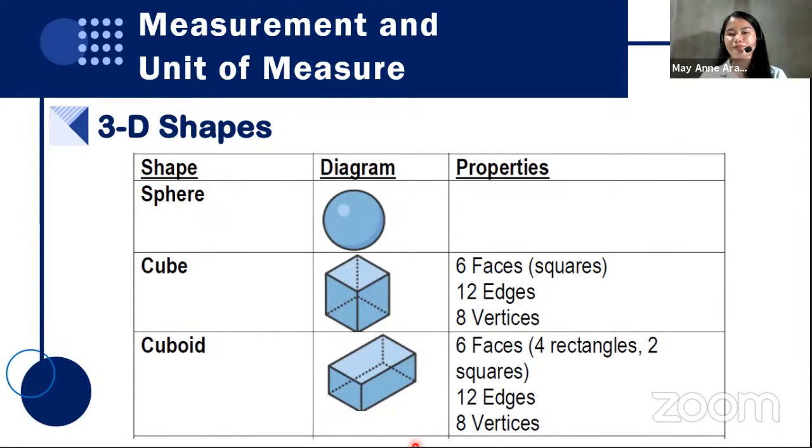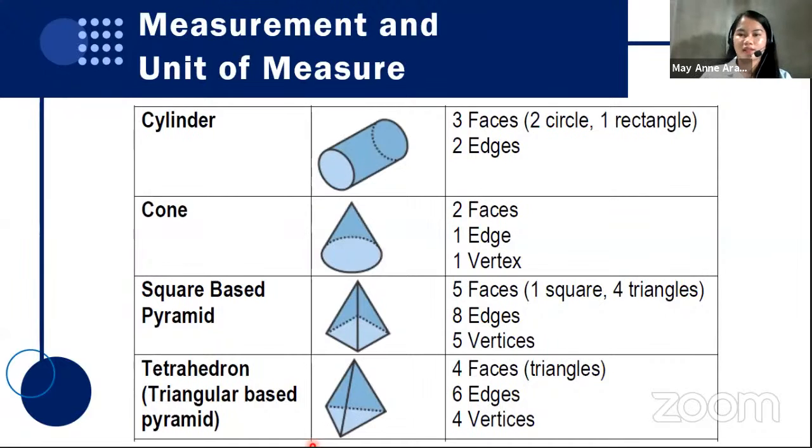And for a cuboid, it also has 6 faces, but 4 of them are rectangles and the other 2 are squares. So yung rectangles yun ito. And yung base nun, yung squares. No? Also, it has 12 edges and 8 vertices. For the cylinder, it has 3 faces. So you have 2 circles, the 2 bases, and yung rectangle, pinold lang yon, paikot, no? Then, 2 edges also. And for the cone, we have 2 faces and only 1 edge and 1 vertex.